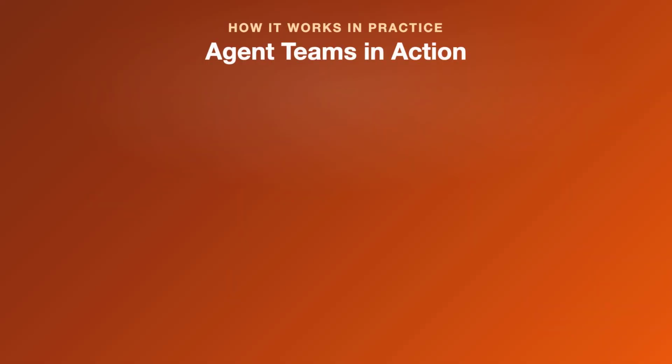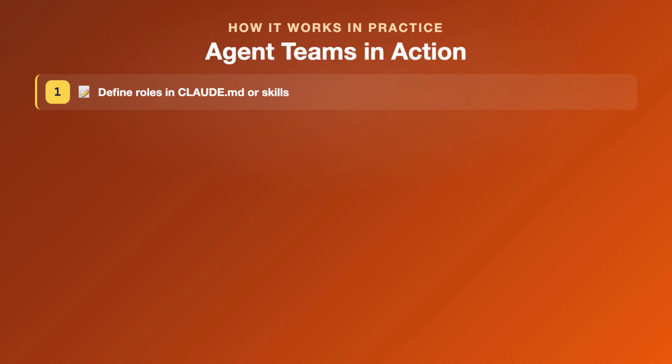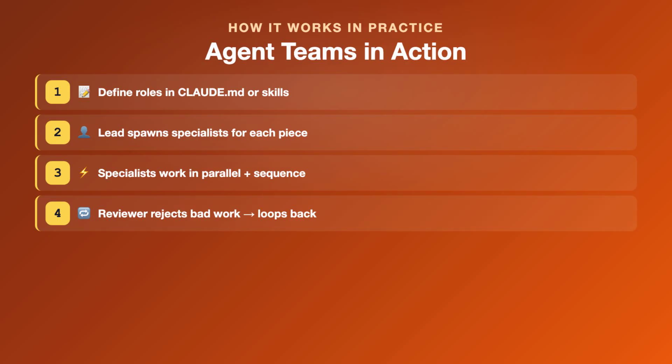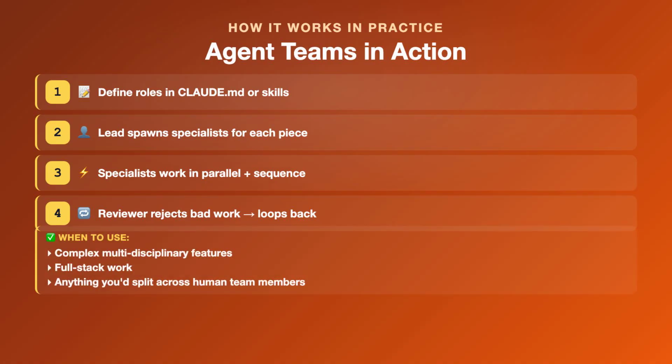Here's how agent teams actually work in practice. You define each role in a claude.md file or as custom skills. You give the lead agent the high-level task. The lead spawns specialists for each piece. Front end agent builds the UI. Back end agent builds the API. Tester writes integration tests. Reviewer audits everything. If the reviewer rejects work, it goes back to the implementer.